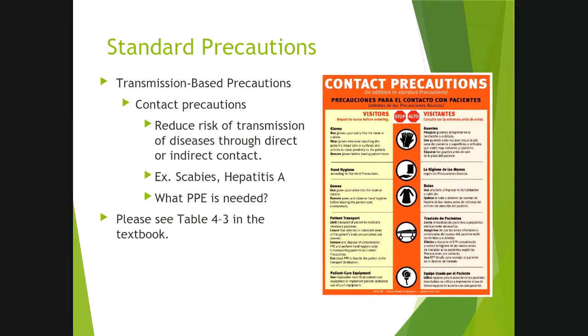Our third transmission-based precaution would be contact precaution. This is to reduce the risk of transmission of disease through direct and indirect contact. Examples of this would be scabies and hepatitis A. Table 4.3 in your textbook, I definitely want you to reference. This will come up again, knowing what the isolation precaution is. So is it contact or airborne or droplet? What's the purpose? So the purpose would be as represented in the first arrow here, give an example of a disease, and then what PPE.